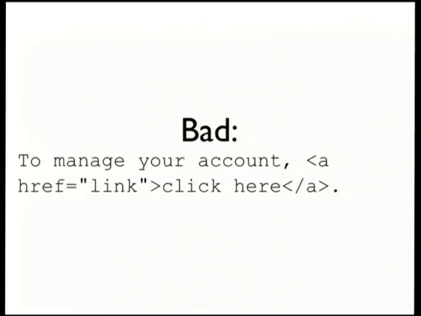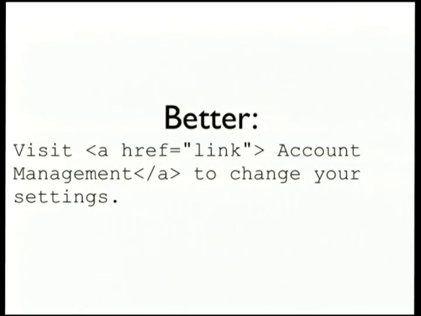A lot of times it's very tempting to write things like that. I don't know about you, but I have to really watch myself on that. So just work as hard as you can to rephrase the text. Ideally the link should be on the item that is most important. If you are linking to account settings, visit, link, account management, end link to change your settings. And that means that when that gets pulled out into the giant list of links, then all of a sudden, instead of click here, click here, click here, you've got account management, payments, shop, documentation, support, etc.